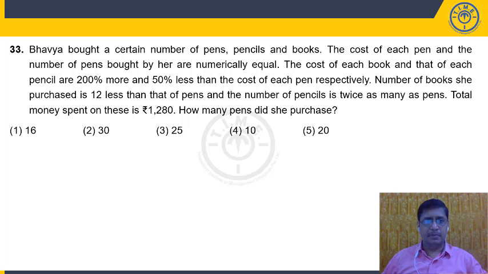Bhavya bought a certain number of pens and pencils and books. Pens I am taking as P, pencils as PN, and books as B. The cost of each pen and the number of pens bought by her are numerically equal. One is the cost.